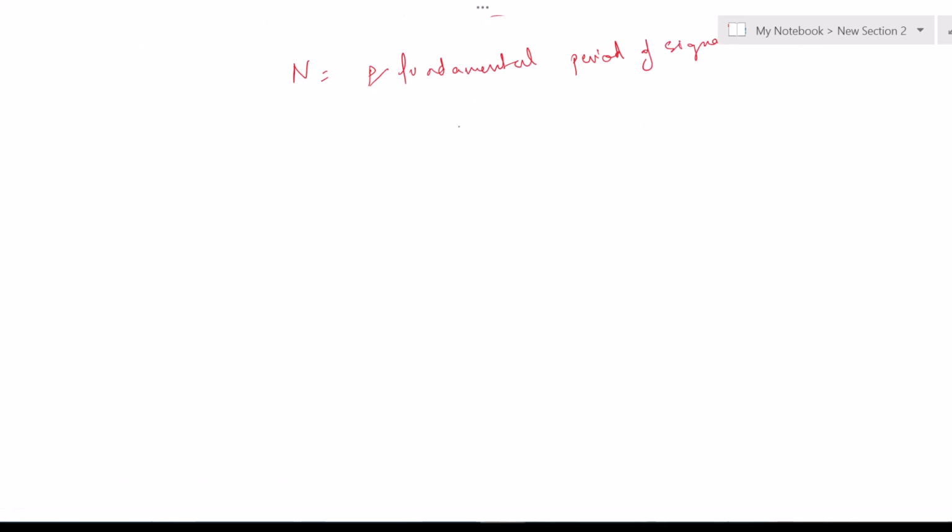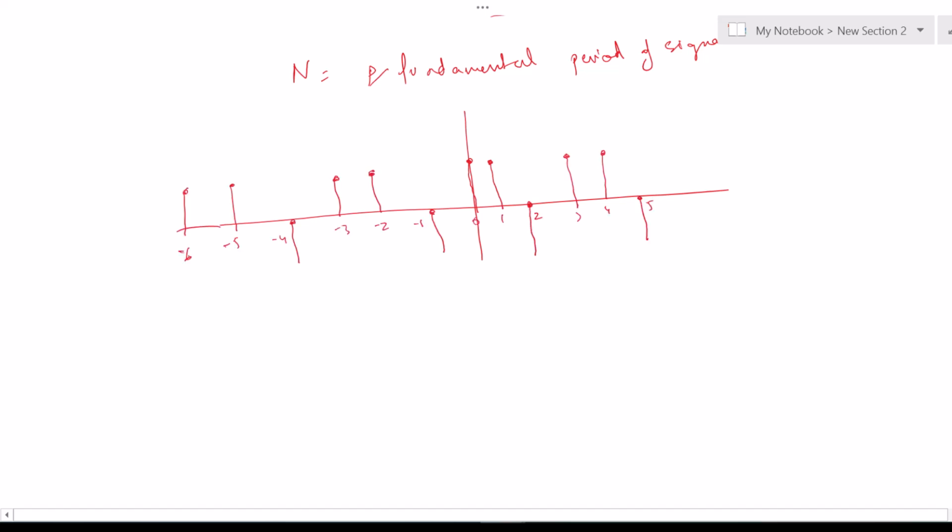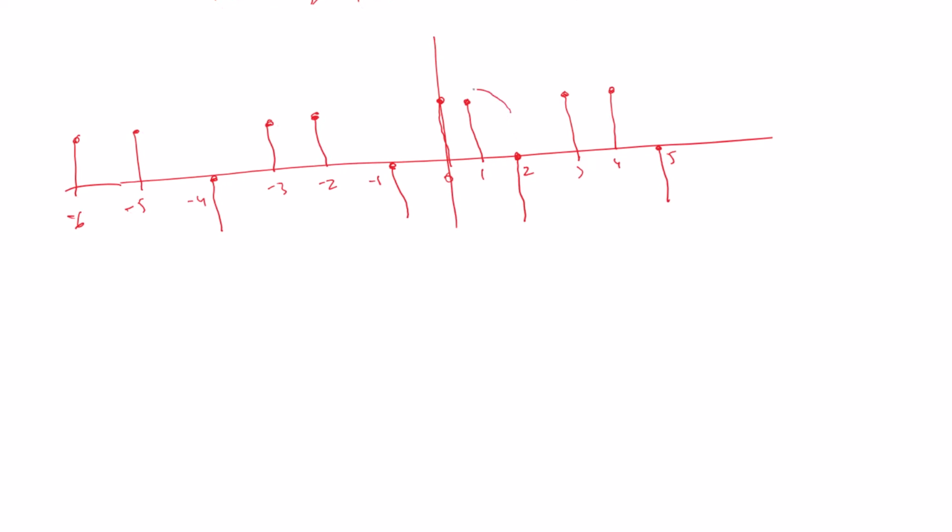So let's draw a signal. Here you can see that the signal repeats itself after 3 samples. So this will be capital N. After this time period, the whole signal will repeat itself. So how can this signal be a periodic signal?